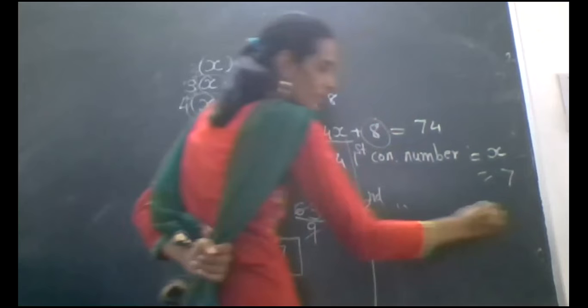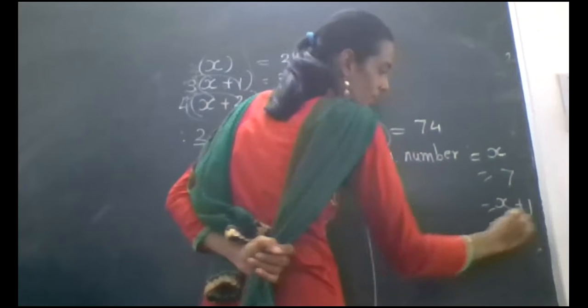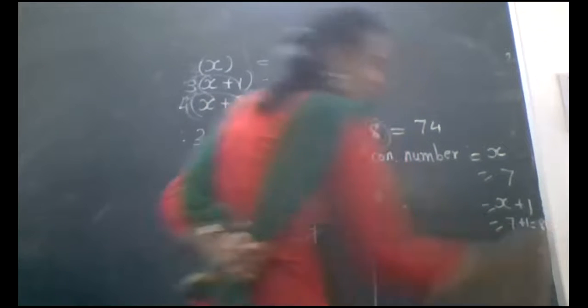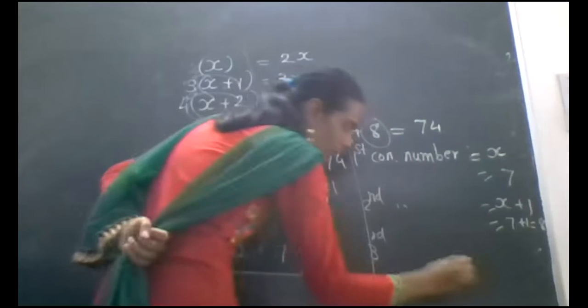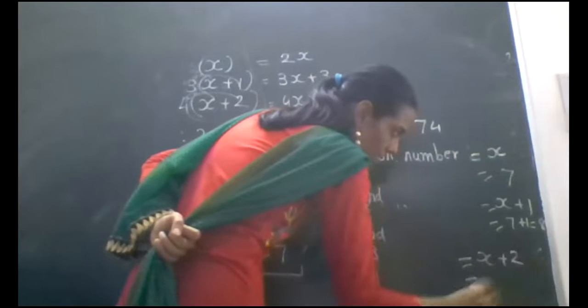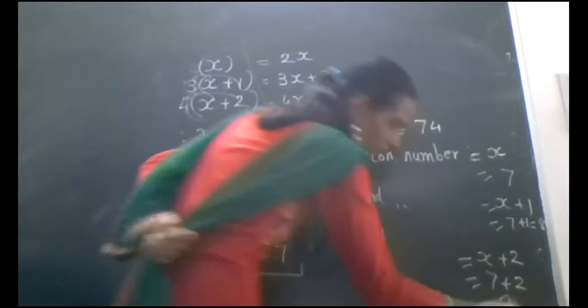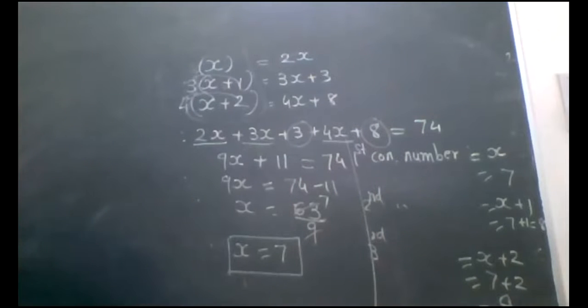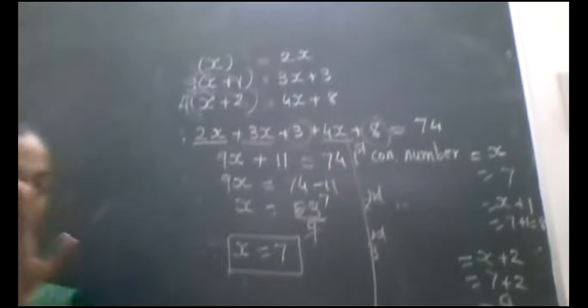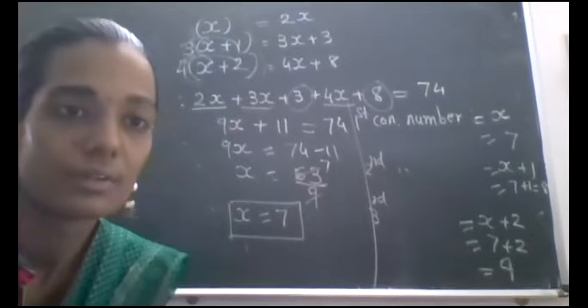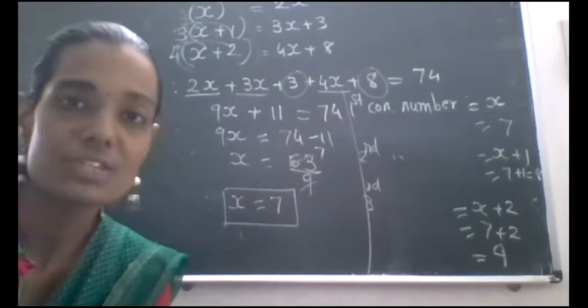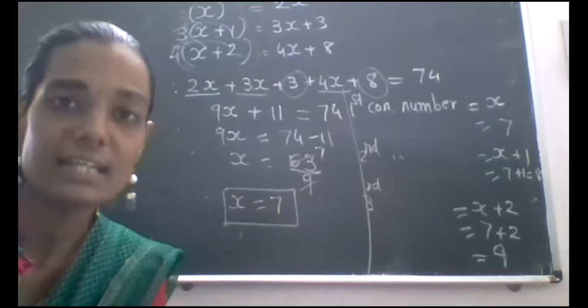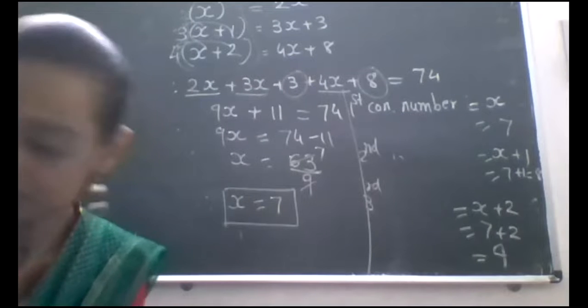The second number would be x plus 1, which is 7 plus 1, equal to 8. And then we write down the third consecutive number would be x plus 2, which is 7 plus 2, and the answer is 9. So these numbers are 7, 8 and 9.